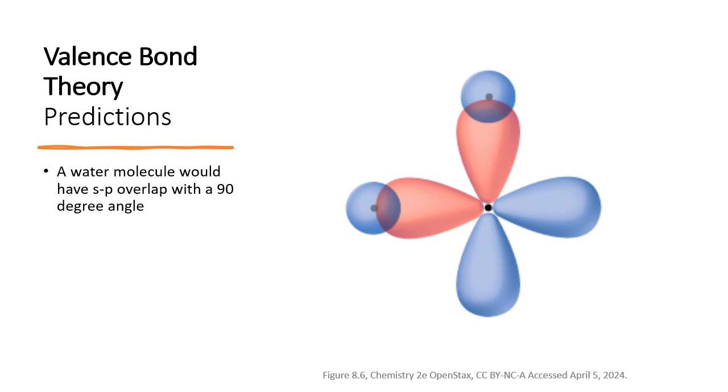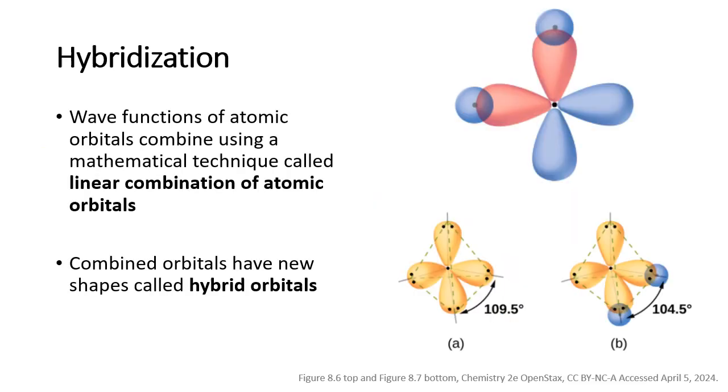We extend the theory to include a new idea. That idea is hybridization. Wave functions of atomic orbitals combine using a mathematical technique called linear combination of atomic orbitals. For those of you who have an interest in mathematics, this refers to using linear algebra to solve wave functions. Computers are good at that. We use computers for these types of calculations. Combined orbitals have new shapes and are called hybrid orbitals.